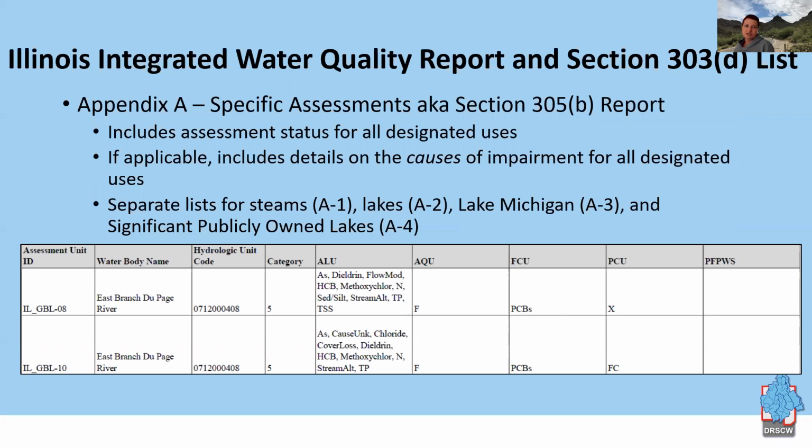And then there are different lists. There's one for streams, there's ones for lakes, there's ones for Lake Michigan, and there's one for significantly publicly owned lakes, which I looked up as lakes that are bigger than 20 acres in size. And you have an example of what that report looks like on the bottom here. I won't get into details here because I have a slide later on where we compare the lists and how to put it all together to actually use it.